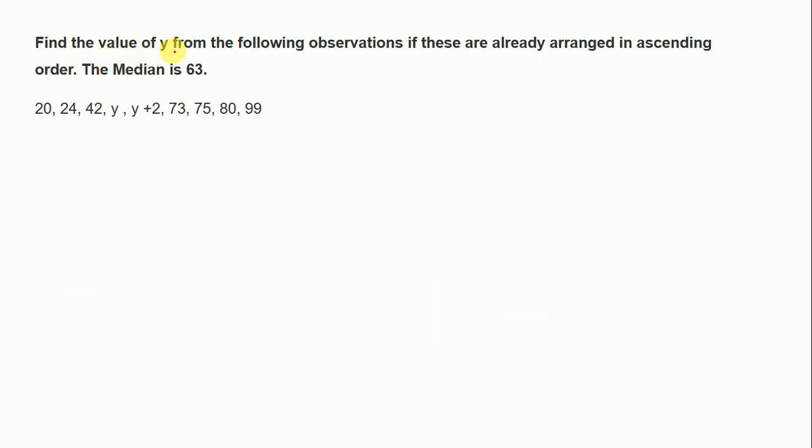Find the value of y from the following observations, if these are already arranged in ascending order and the median is 63. So these are given in ascending order. First of all, what is median? The median is the most middle term of the observations, whatever may be the number of observations. And we should always keep one thing in mind: those observations should be in ascending or descending order. It is not compulsory that they be in ascending order, but they should be in either ascending or descending order.